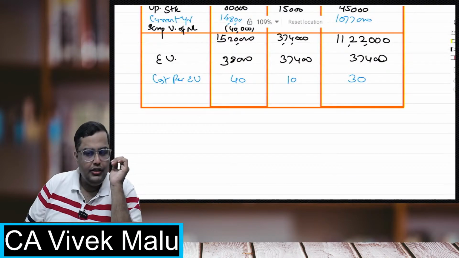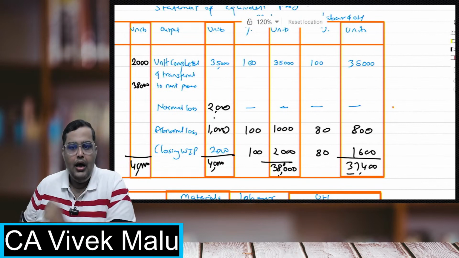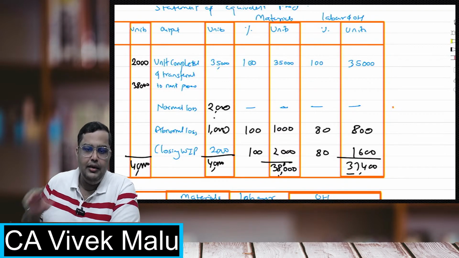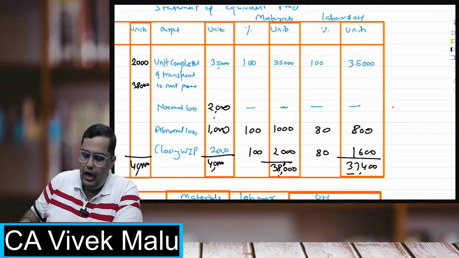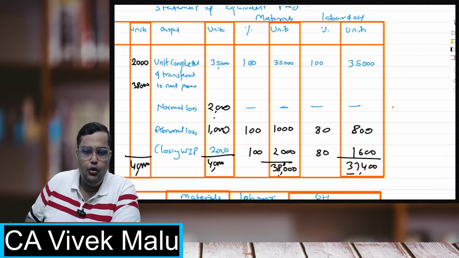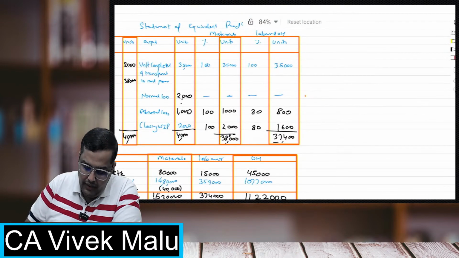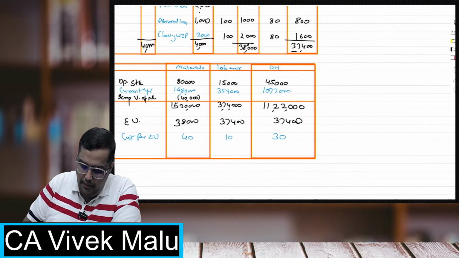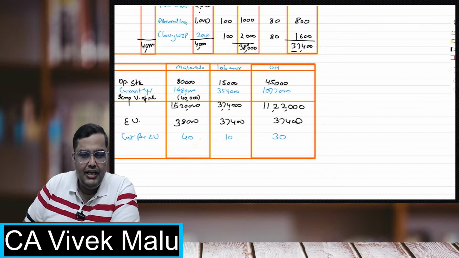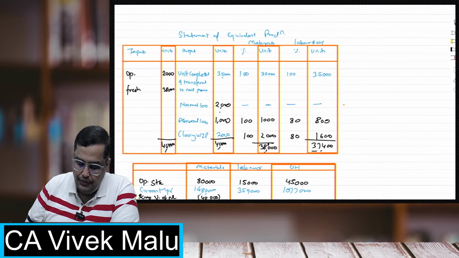Now, we have got the cost per equivalent unit. Now, students, how do we measure the units completed and transferred to next process? How do we measure the abnormal losses? How do we measure the closing WIP? So, I'll tell you, it is very simple. In terms of material, per unit is costing 40 rupees. In terms of labor, it is 10 rupees. In terms of overhead, it is 30 rupees.